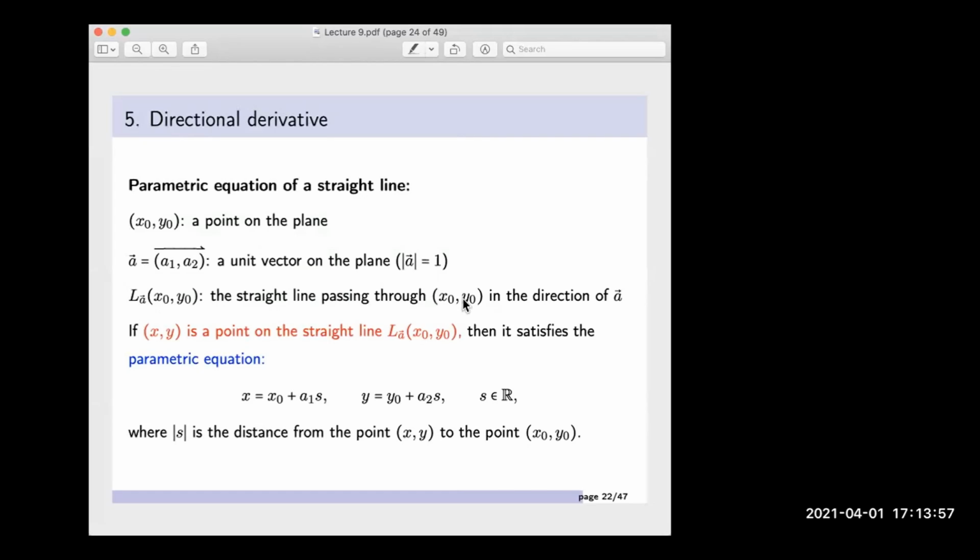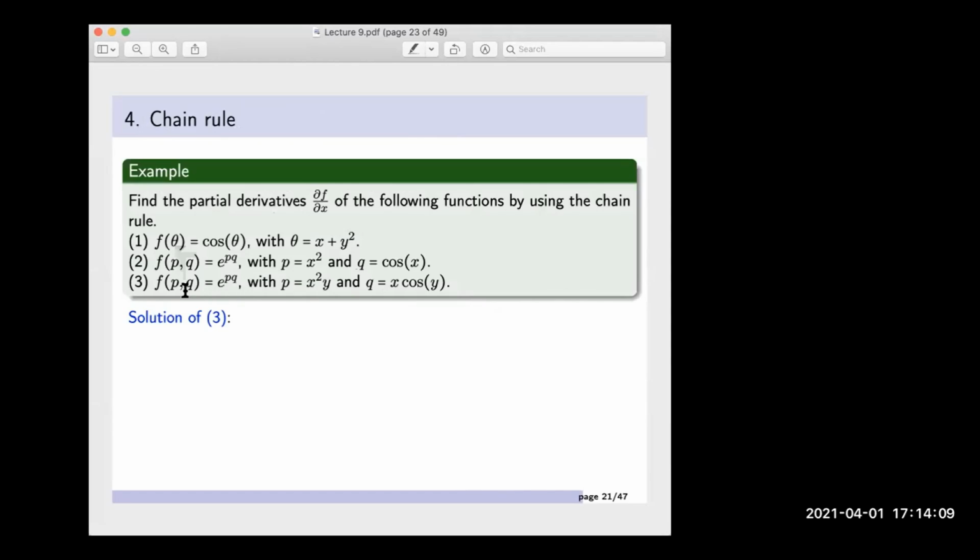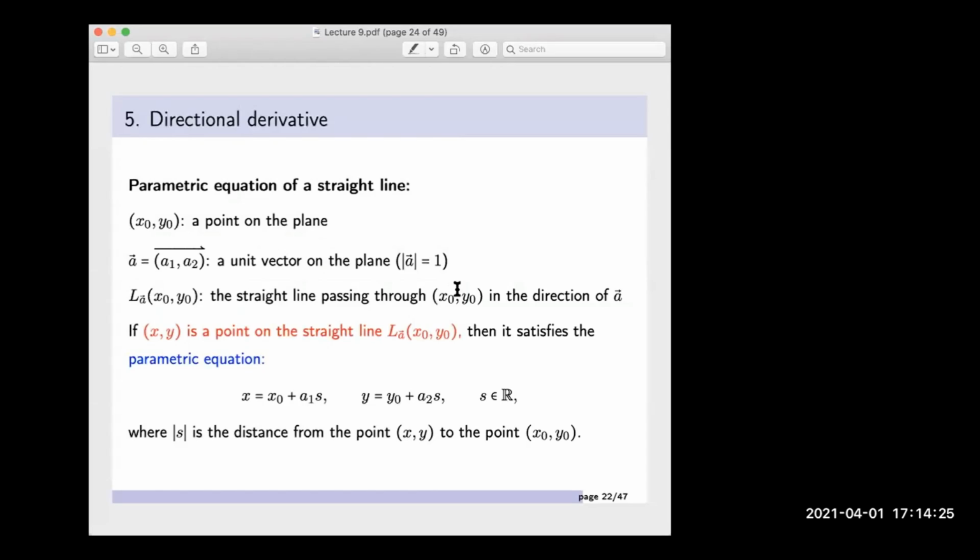So we have learned the partial derivatives, and we have also introduced how to compute partial derivatives for functions of composition type. You have a function of p and q, but p and q are functions of other variables, x and y, right? So this is called a composition function. We will introduce how to compute partial derivatives for a composition function.